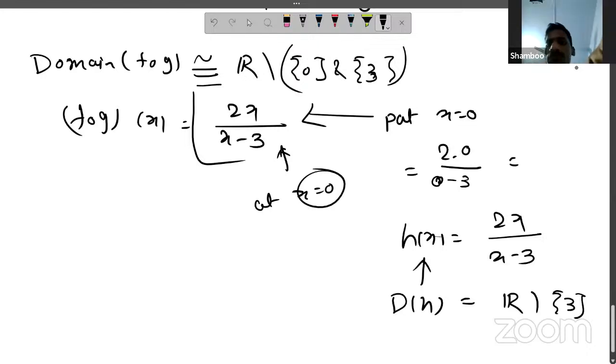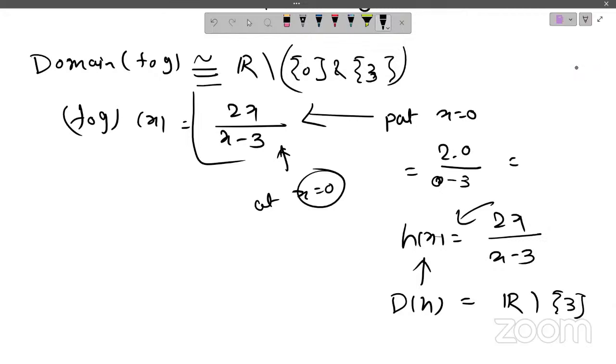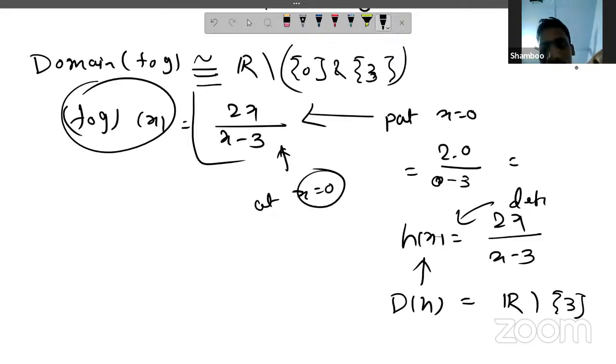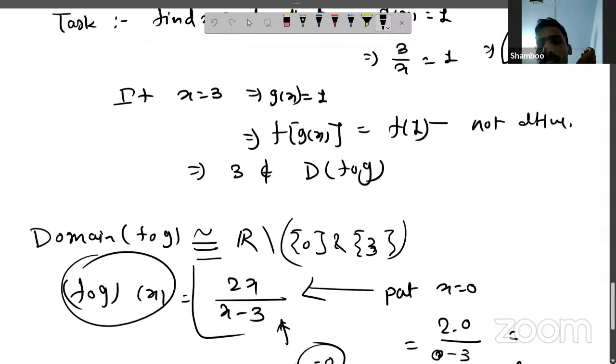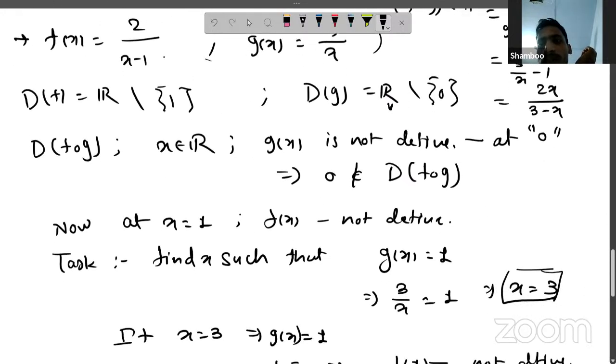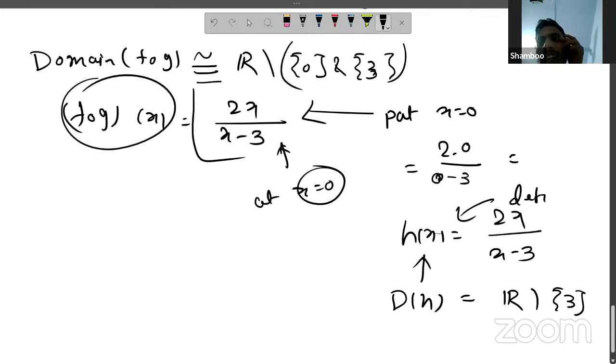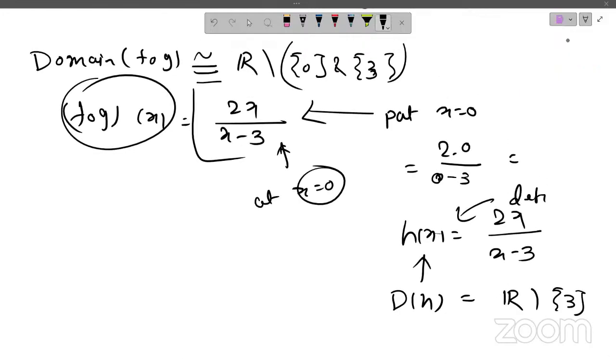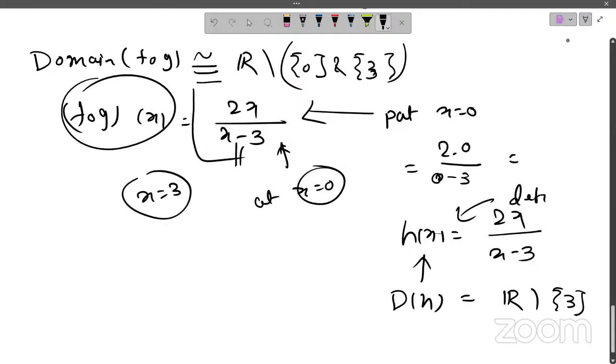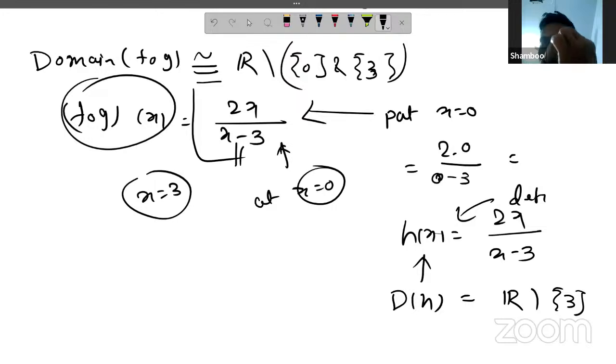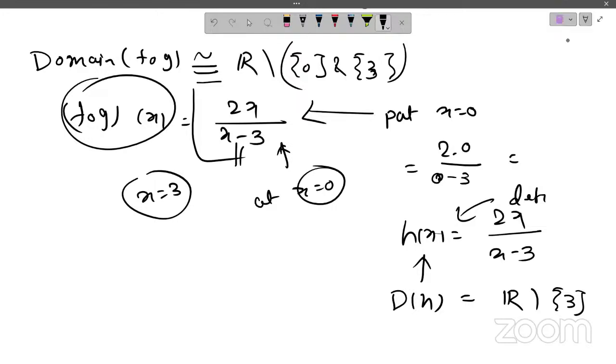So this function is defined at 0, but I am telling you f composite g is not defined at x equal to 0. In place of the second condition that we write in the domain of f, we can use that f of g of x is equal to 2x upon x minus 3, and from there also we can see that at x equal to 3 it is not defined, right? And from the first condition we can get 0. From the second condition we can get this thing.